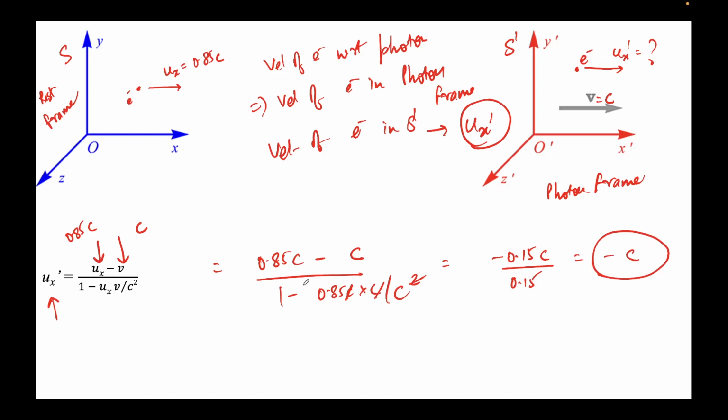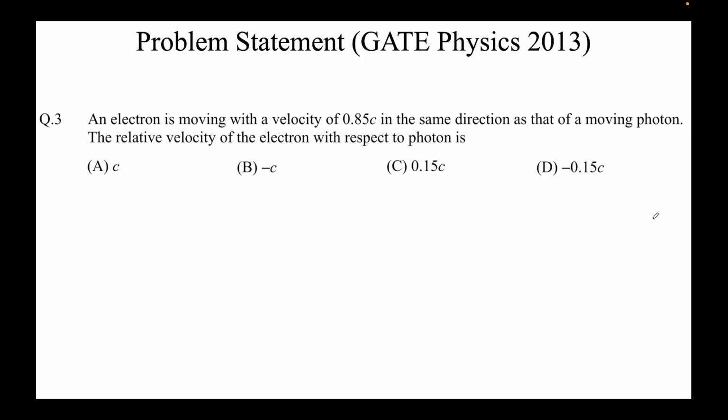Very interesting. If the photon sitting at O prime will see the electron moving at a velocity of 3 into 10 to the power 8 meters per second in the opposite direction. Note this negative sign. It means the electron is actually traveling in this direction, the left direction. This is an interesting thing that we notice. So this is an option, and option B is the correct one. But there's a trick here.